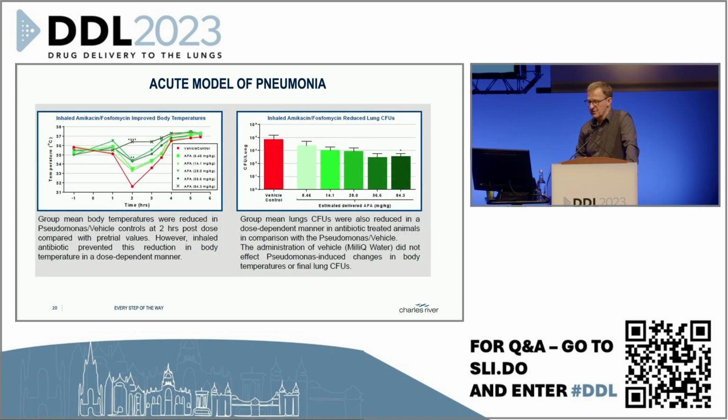And this just demonstrates that the Pseudomonas infection causes a body temperature reduction, which is maximum in about 2 hours. And the amikacin and the fosfomycin limited that reduction in a dose-related manner. And then in terms of the CFUs, the red column is the vehicle control, and then all the green columns are different doses of the antibiotic, showing a reduced number of CFUs in the lung.